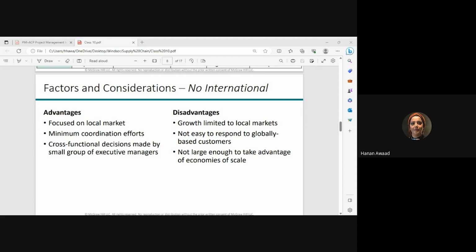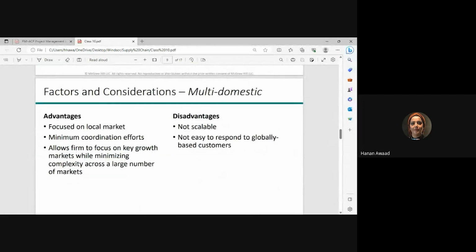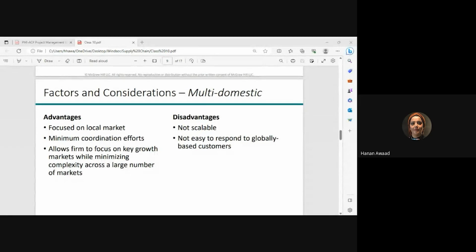Okay, what do we have here? The multi-domestic strategy. The other one is multi-domestic. So in this strategy, we have high local responsiveness, but low global integration.